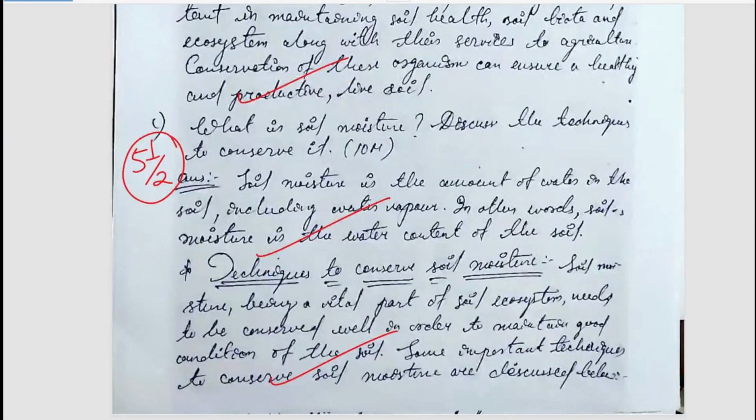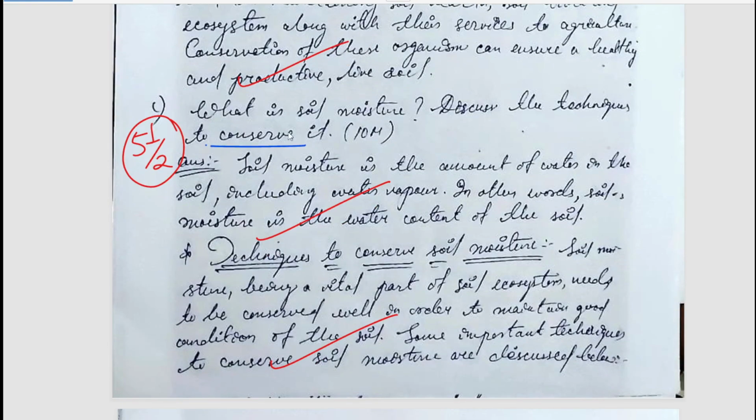The next question is, what is soil moisture? Discuss the techniques to conserve it. We all know what soil moisture is. It is the moisture present in soil, including the water vapor, or you can say everything present in the soil, either in liquid form or in vapor form.